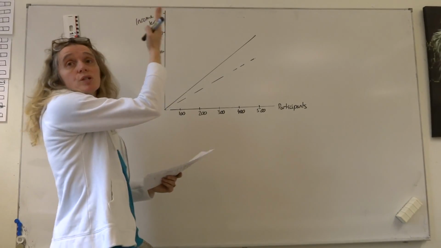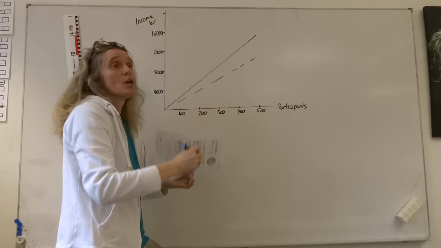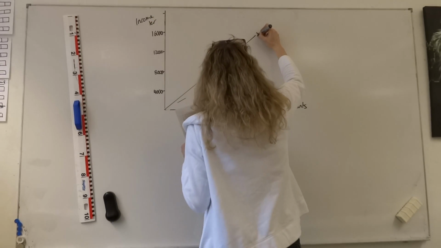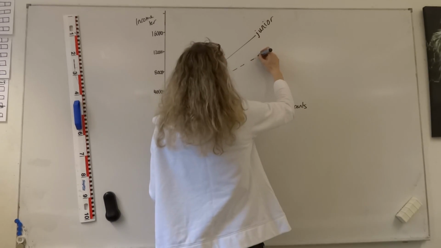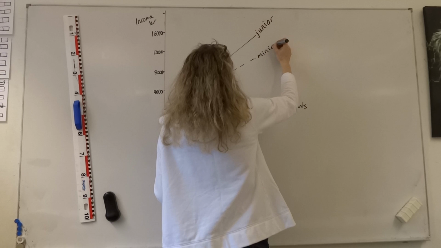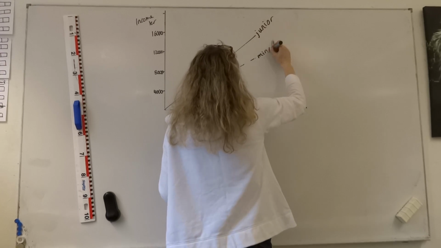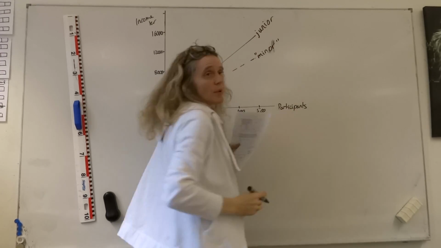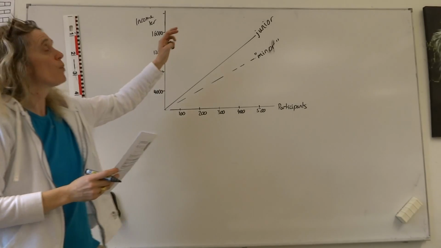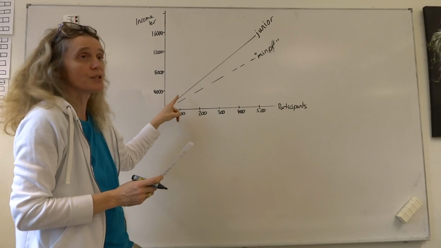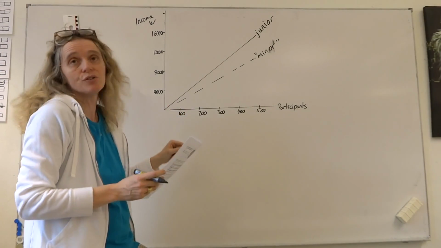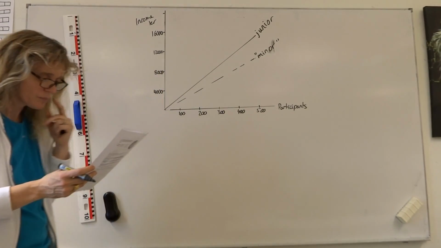And that is of course going to be the steepest line. So this one here must be the junior starting fee, the higher one. Whereas this one doesn't cost as much to enter, so it must be the minor starting fee. Okay, so the steeper one must be the juniors. It costs more for 100 juniors to start than it costs for 100 minors to start.